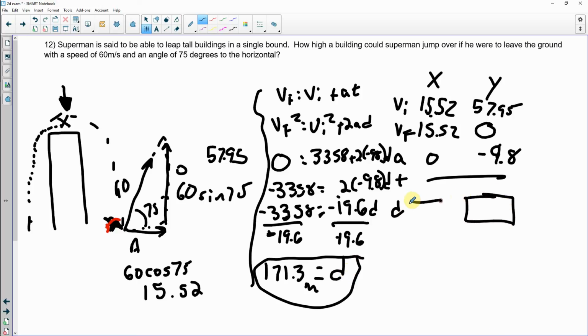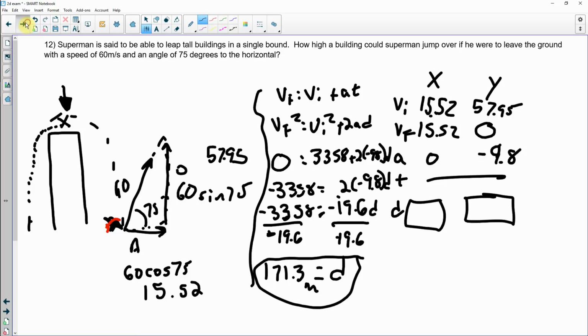Now, if we were looking for displacement in the x, how far could he go? That's when we're going to go ahead and do the negative 57.95, and then we do vf equals vi plus at, find the time, and then plug that back into my x stuff. So I hope the logic of something like this makes sense. It's just another way to look at our normal two-dimensional kinematics problems.